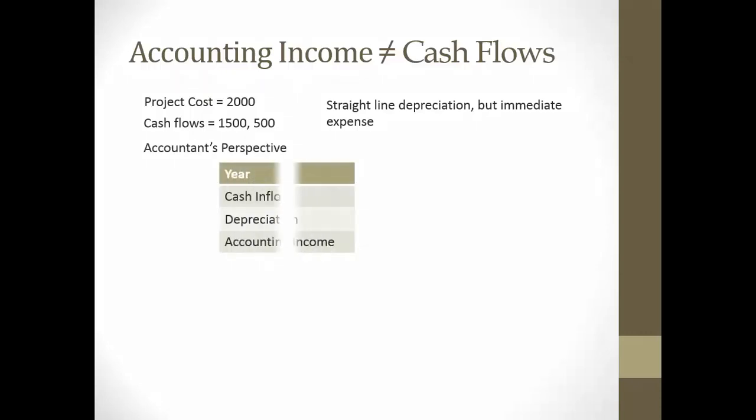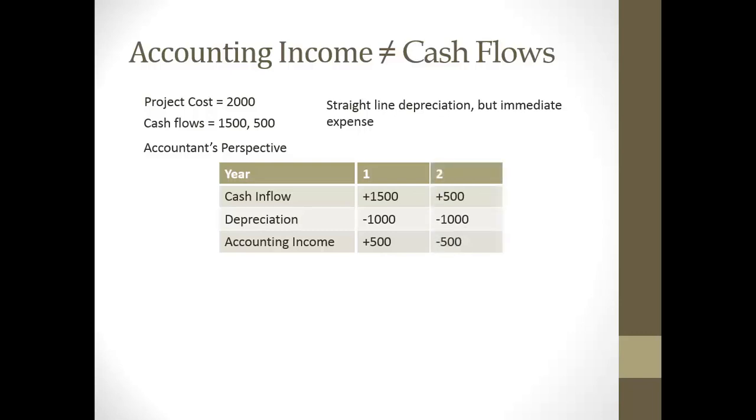Now, the accountant's perspective is that in year 1, the cash inflow would be $1,500. The allocated straight line depreciation is $1,000, and the accounting income, therefore, is the difference, $500. Now, in the second year, the cash inflow is $500. The straight line depreciation gives us a cost of $1,000, and the accounting income, therefore, is negative $500.